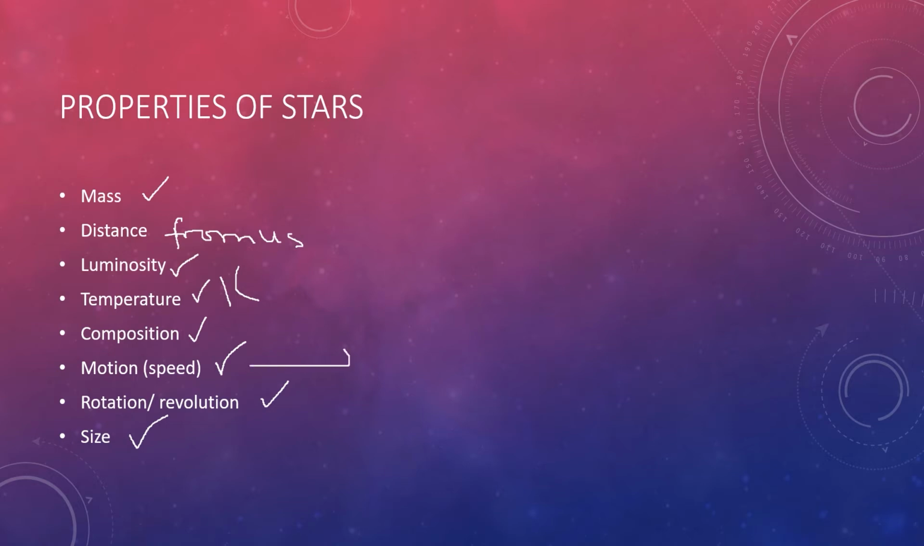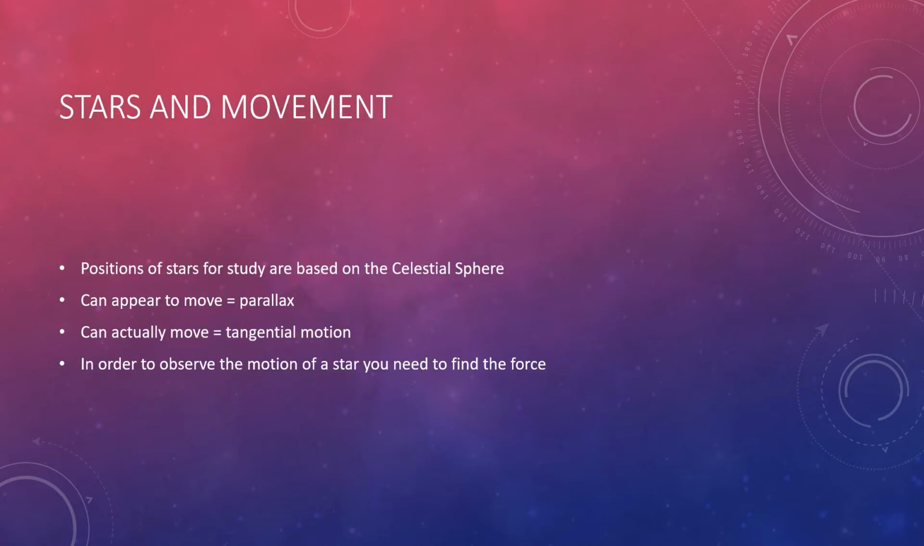So remember, stars also have their own orbit around the center of their galaxy. Our star and our solar system are currently revolving around our galaxy. The speed of that motion is important, just as the speed of the star's rotation is important. The position of stars for study is based on the celestial sphere. Stars can appear to move, which is the parallax or distance measure, and can actually move on the celestial sphere, which we call tangential motion.